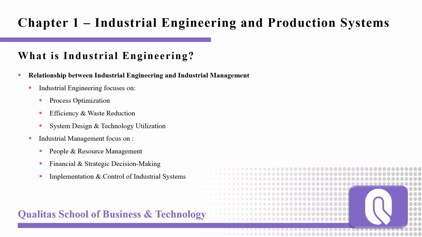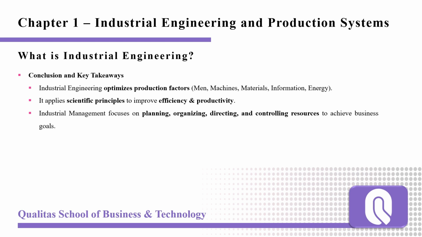One of my favorite projects involved a garment factory where we could see this relationship in action. The engineering team optimized the cutting and sewing processes, introducing new technologies and general methods. Meanwhile, the management team focused on training programs and resource scheduling, maintaining quality control systems. Think of it this way: industrial engineering creates the blueprint for success, while industrial management brings that blueprint to life through people, resources, and strategic implementation.